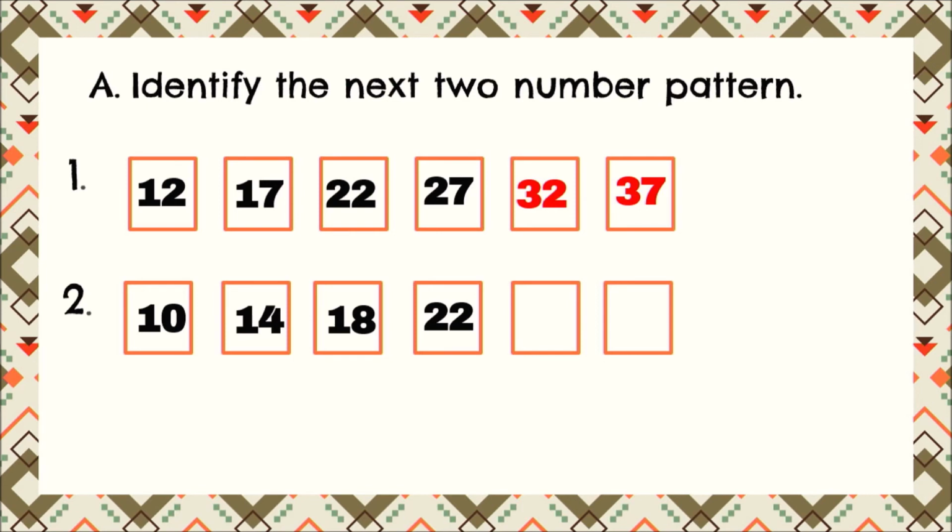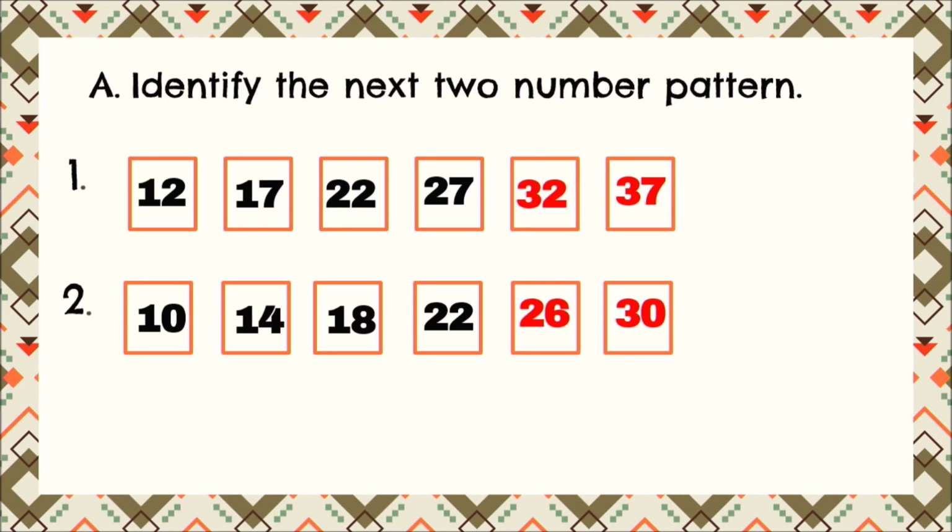Next, for number 2, 10, 14, 18, 22. The first thing that you need to find is the difference between the two numbers. 10 and 14. So 10, 11, 12, 13, and 14. So the difference between the two is 4. Now we need to add 4 to find the next two patterns. This one is also increasing order. So 22 plus 4, 26. And then 26 plus 4, 30. Do you understand? Okay, very good.